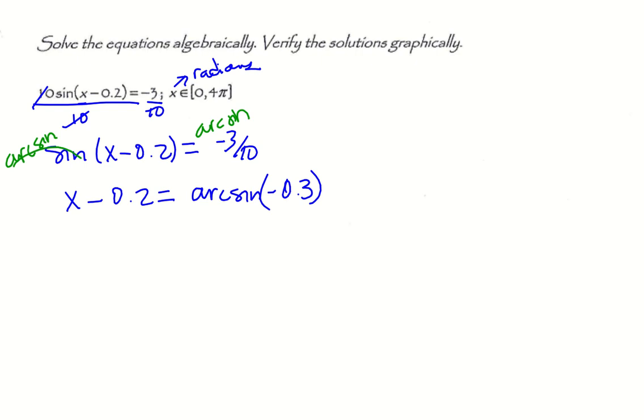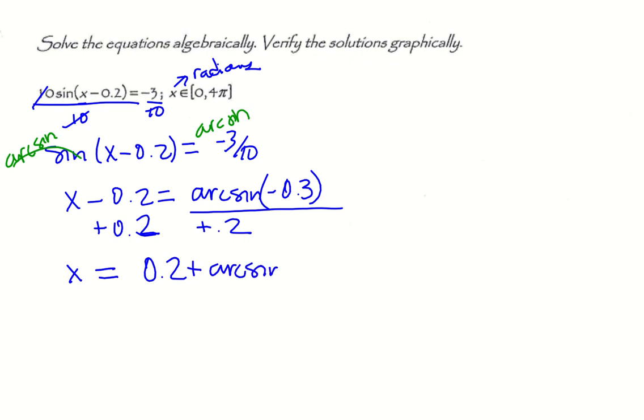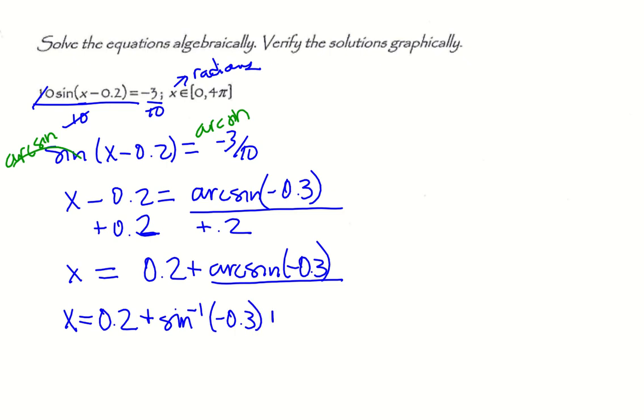Okay, so now we have a choice. I think I'm going to add this 0.2 to both sides. So that gives me x equals 0.2 plus the arc sine of negative 0.3. Now, I have two definitions for arc sine. So I'm going to add one of those definitions, which is the inverse sine of negative 0.3. Let's see, we are in radians, so plus 2 pi n.